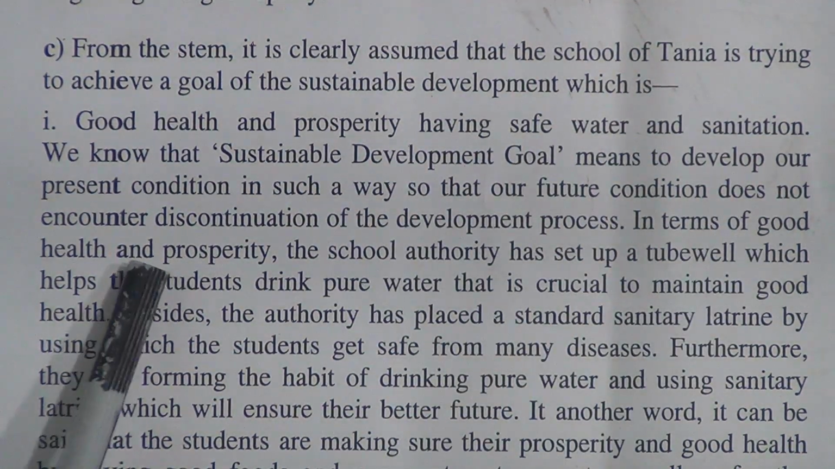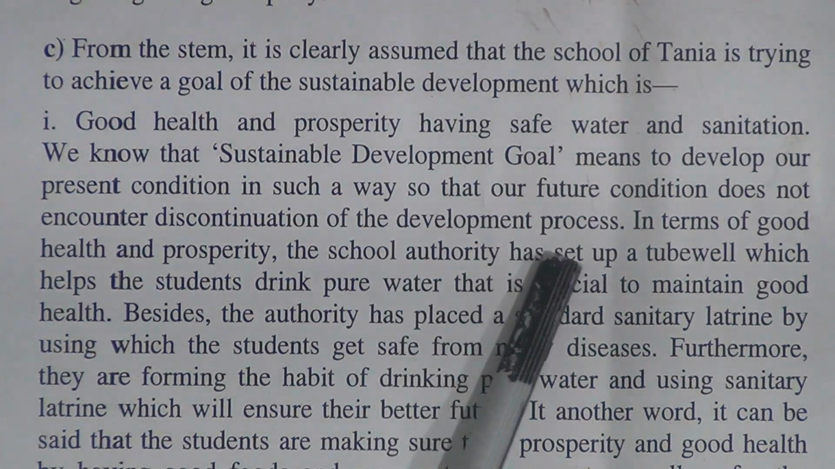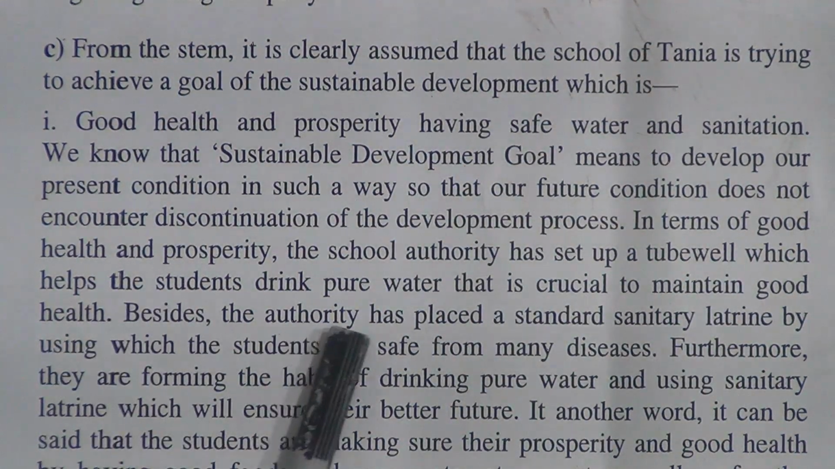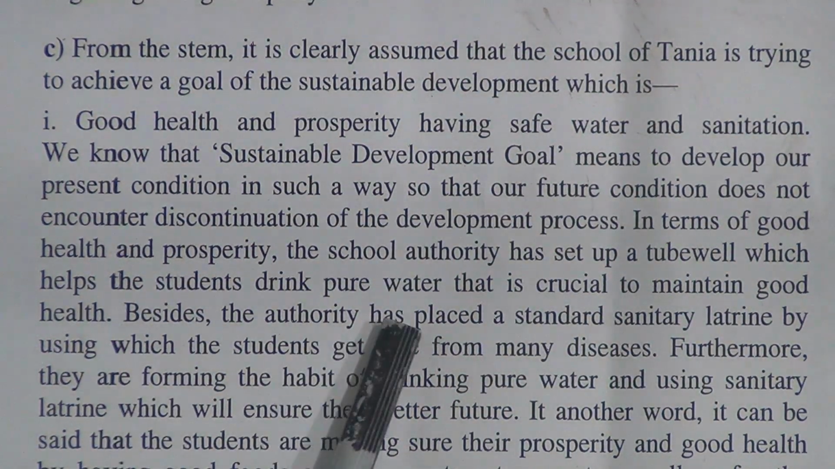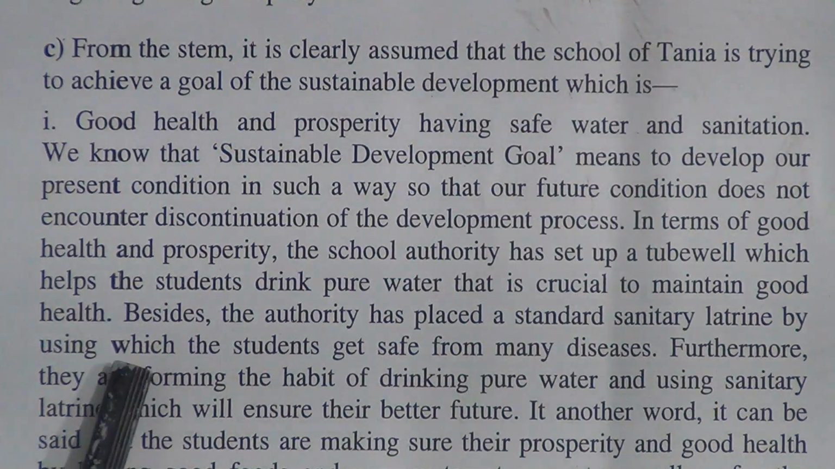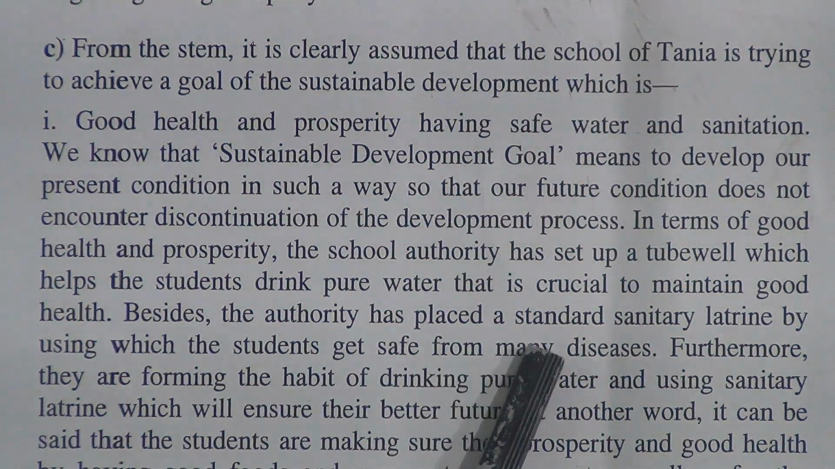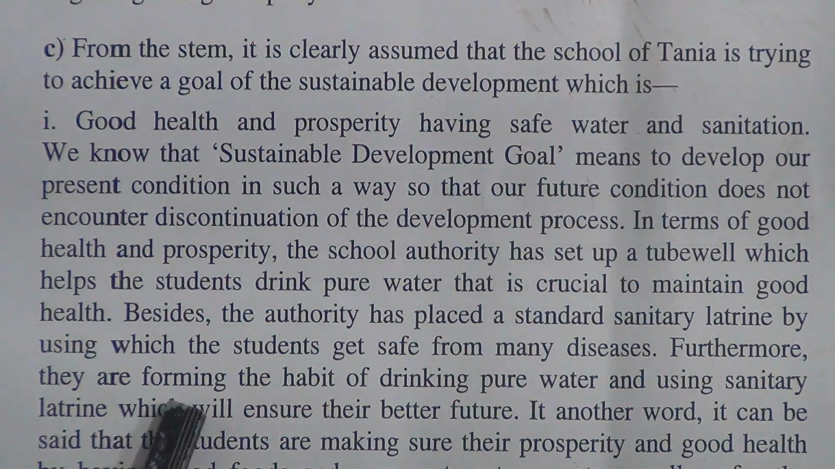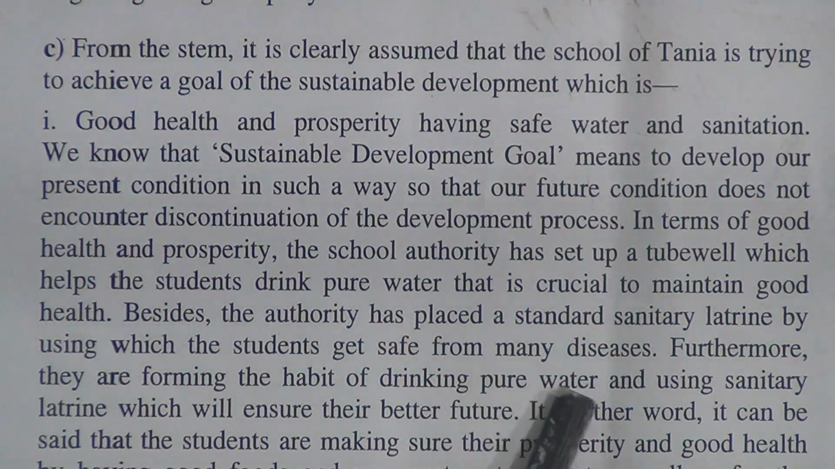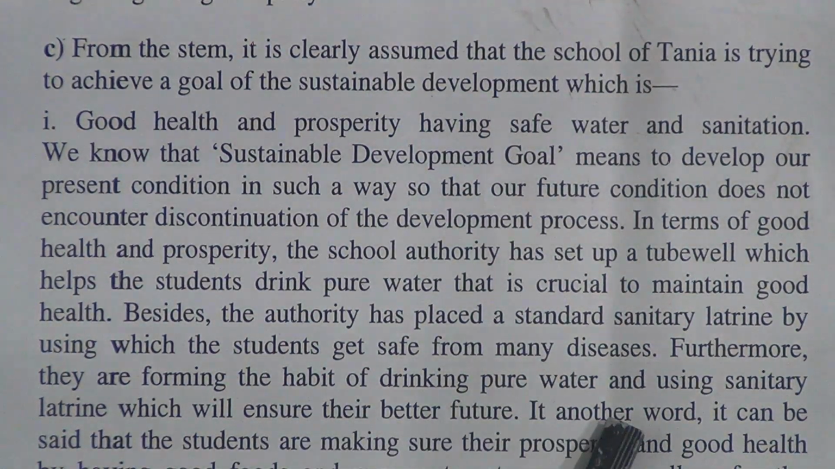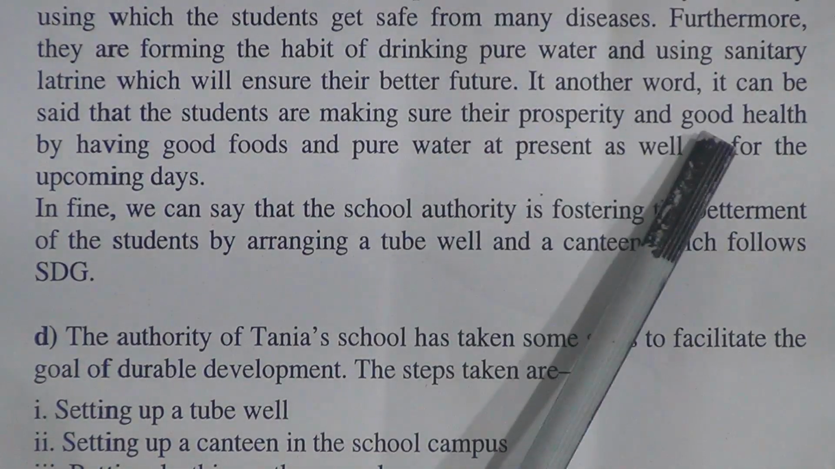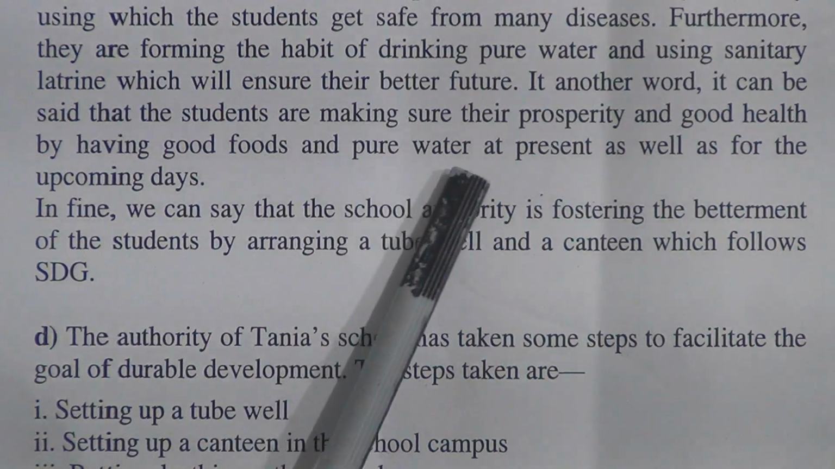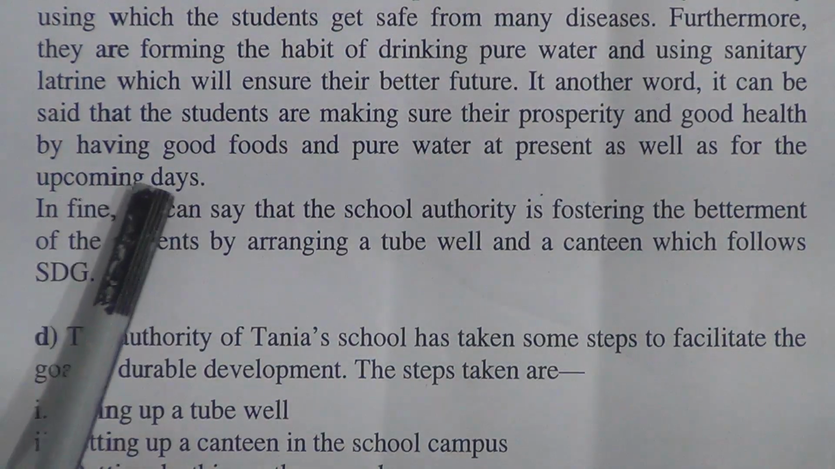In terms of good health and prosperity, the school authority has set up a tube well which helps the students drink pure water that is crucial to maintain good health. Besides, the authority has placed a standard sanitary latrine by using which the students get safe from many diseases. Furthermore, they are forming the habit of drinking pure water and using sanitary latrine, which will ensure their better future. In another word, it can be said that the students are making sure their prosperity and good health by having good foods and pure water at present as well as for the upcoming days.